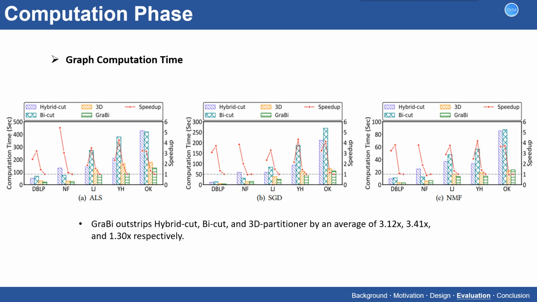The above three figures compare the computation time of the four partitioning frameworks when executing different algorithms. Overall speaking, GraBi outstrips HybridCat, BCat, and 3D partitioner by an average of 3.2 times, 3.41 times, and 1.3 times respectively. GraBi outperforms 3D partitioner because GraBi considers the power-law degree distribution inherent in bipartite graphs and balances the computation time for all the vertices.